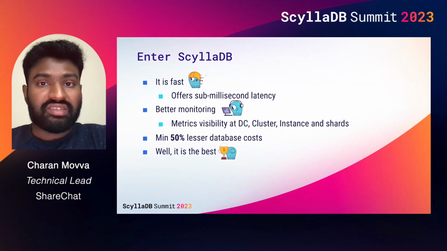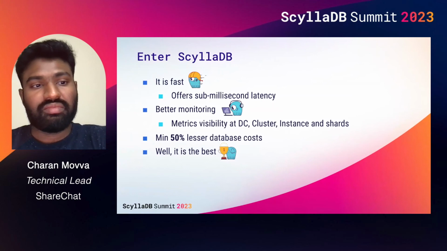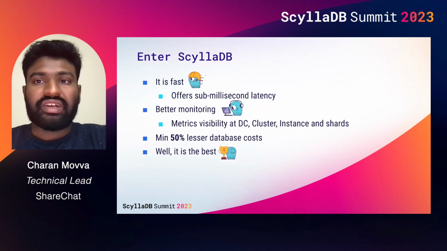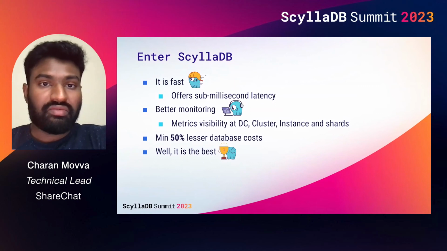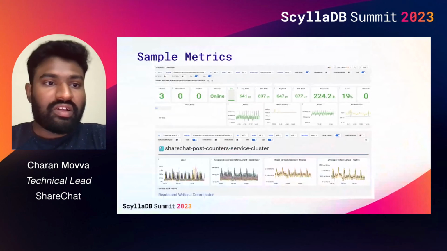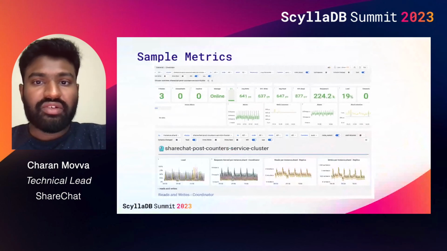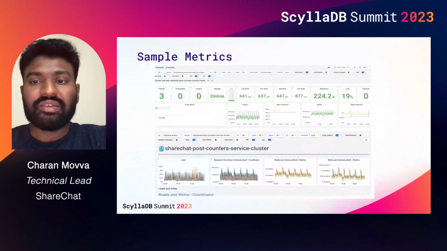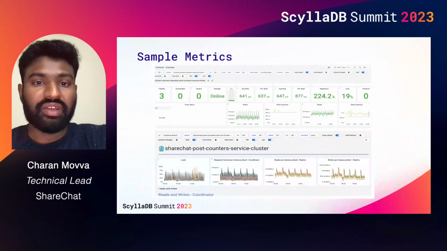And also this is coming at a better cost. We have seen at least 50% reduction in the database costs with Scylla. And to put it in simpler terms, we think it is the best. So we are running a 3 node cluster for the engagement counters, and each node has 48 vCPUs and 350 plus gigs of memory.